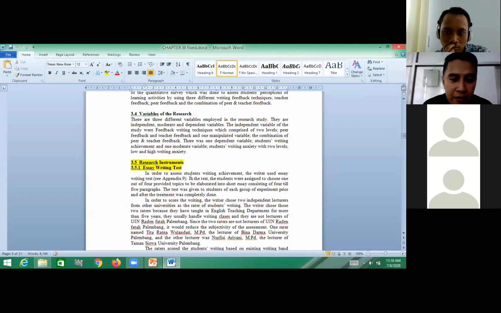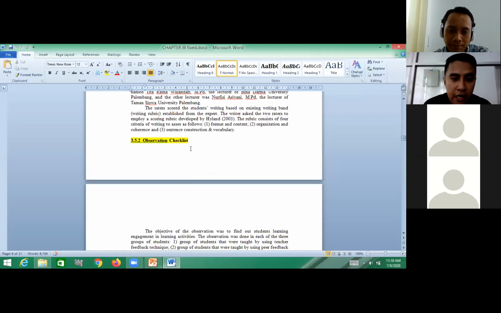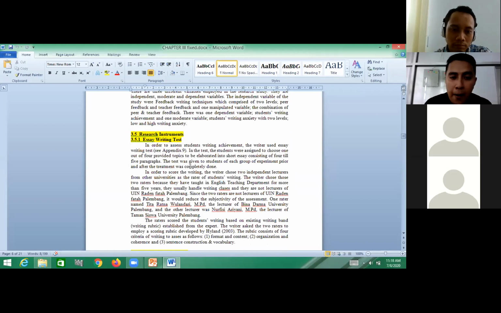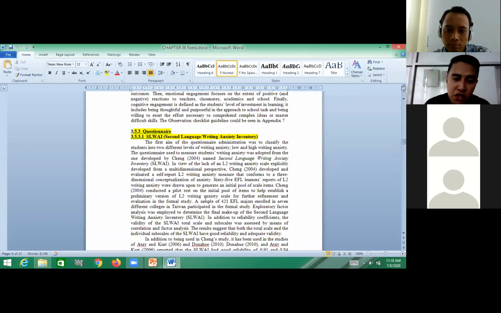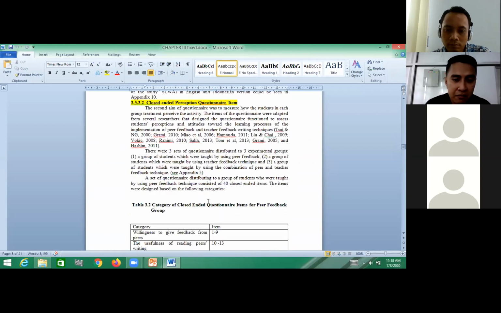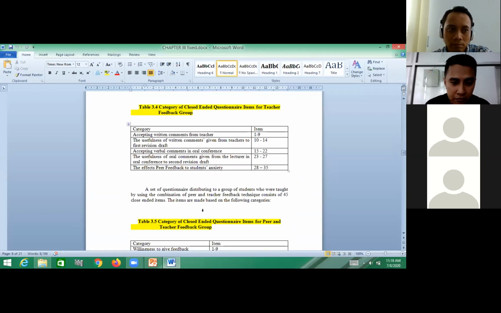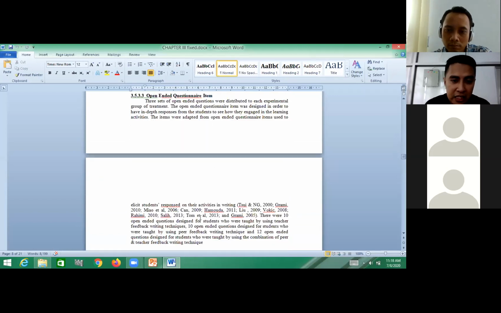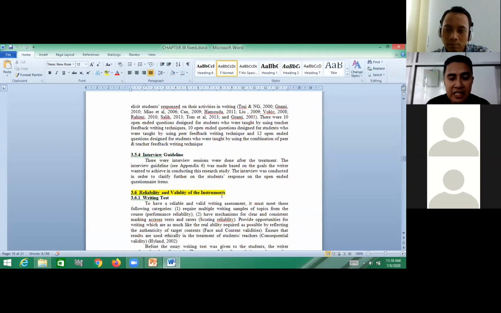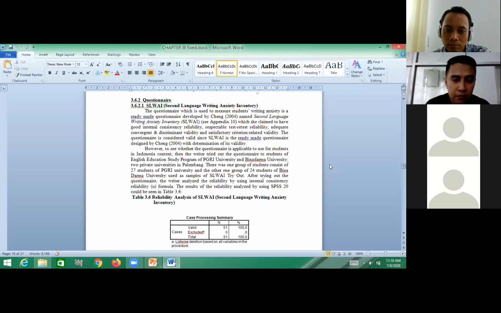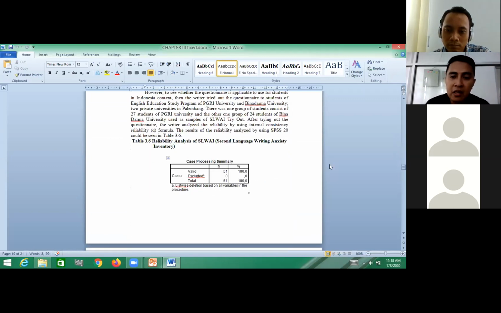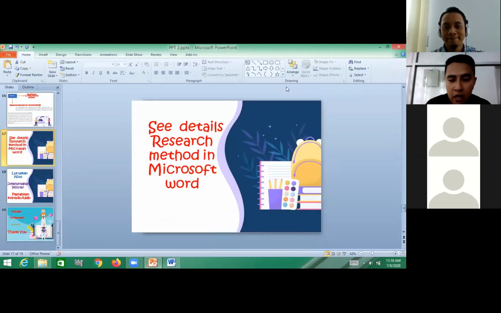Of course, we will send it with the certificates and the materials from the speakers. Here are the instruments: observation checklist, questionnaire, and so on. Everything must be clear, up to the reliability and validity of the instruments. And these are only examples.